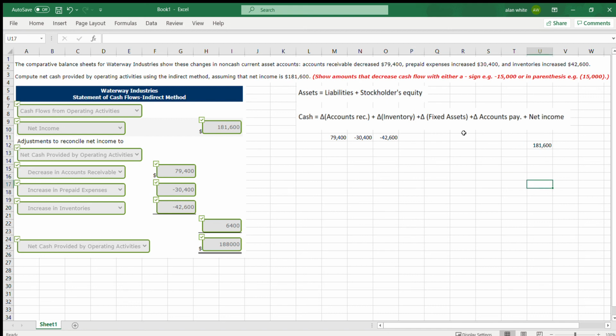And when we add everything on this side of the equation, we're going to indirectly end up with the balance for our cash account. And if we actually add them up here, we're going to end up with 188,000 for our net cash provided by operating activities. Okay, hopefully that answered some questions that you have, and hopefully cleared up a little bit of the difference between a direct and indirect method for your statement of cash flows.